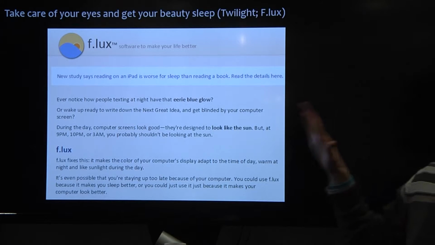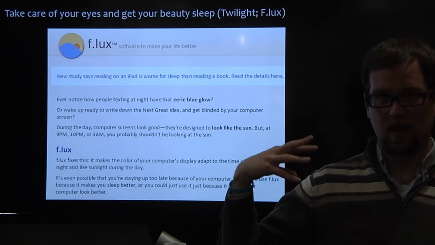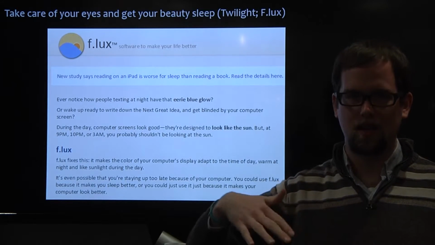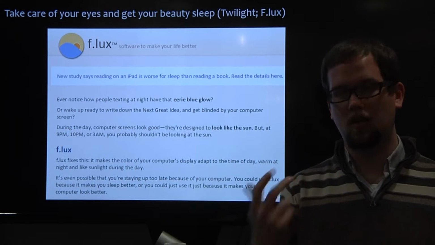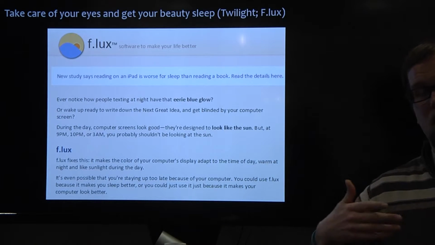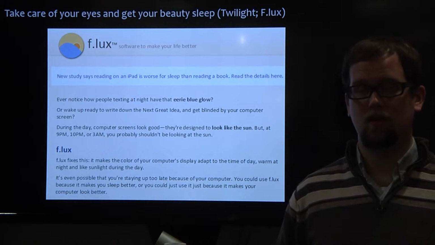So by taking out the white light and giving you blue light, it actually allows your brain to continue thinking that it's nighttime, so you can still do work, you can still look at your phone, even though it's nighttime, without disrupting your sleep cycle.